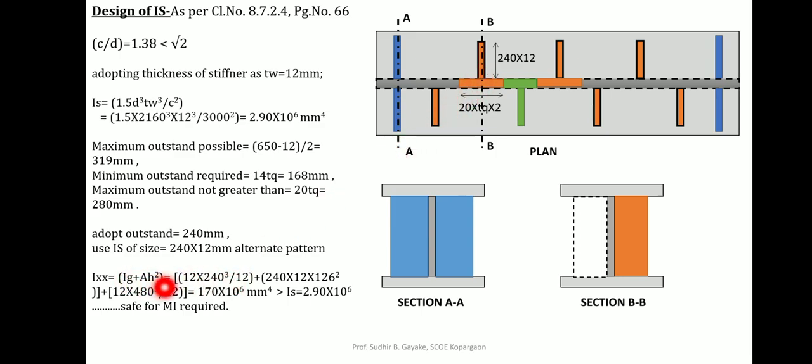So Ig plus Ah square: 12 into 240 cube by 12, plus 240 into 12 into 126, that is the h value, plus 12 into 480 cube by 12, equals 170 into 10 raised to 6. And this value provided is greater than the requirement of 2.90 into 10 raised to 6. Therefore the moment of inertia provided for the intermediate stiffener satisfies the requirement according to clause number 8724, therefore it is safe. So likewise, if you consider the example of section along A, stiffeners will be provided on both sides.